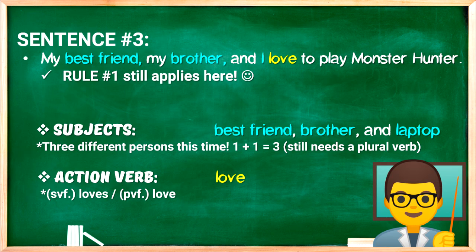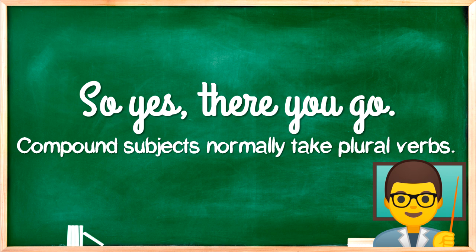Anyway, rule number 1 still applies here. The thing that's different is that this sentence has 3 different subjects: best friend, brother, and I. While that may be the case, they still comprise a compound subject, which takes a plural verb, which is the word play in this case. So yes, there you go. Compound subjects normally take plural verbs.